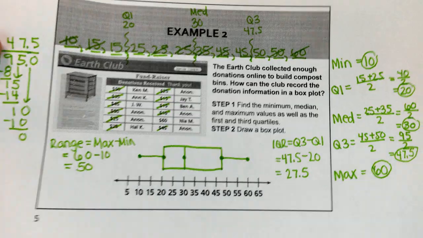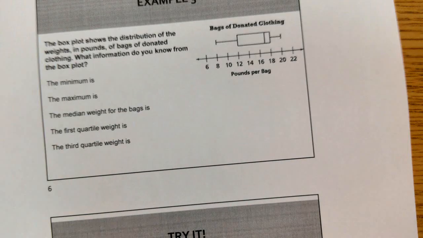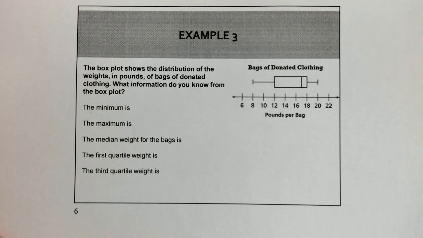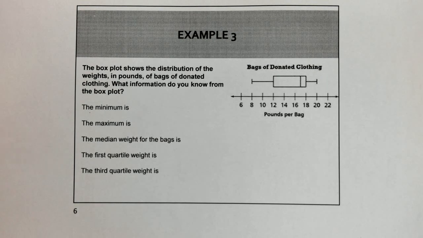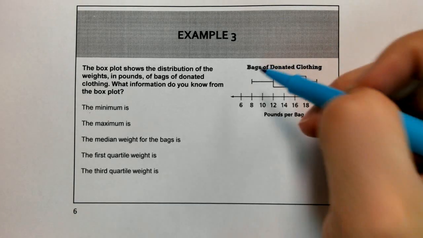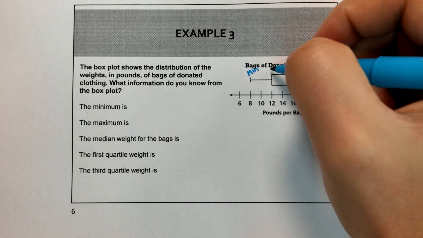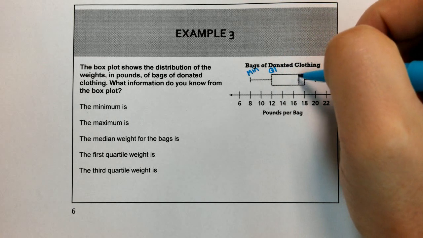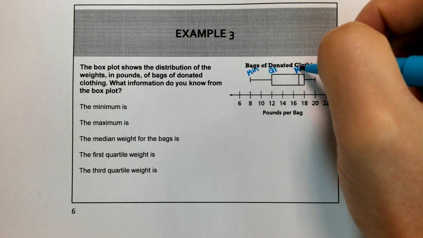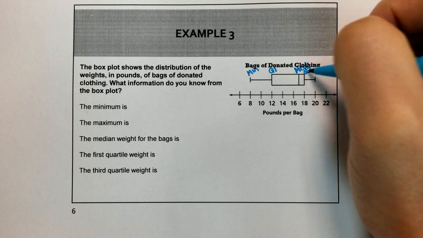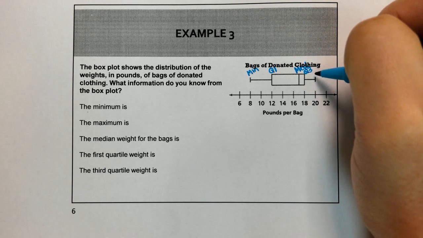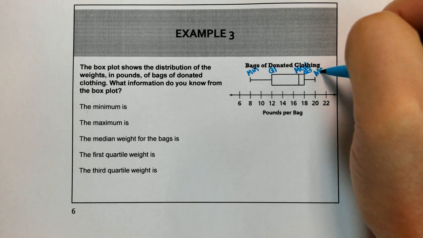So now we're going to go ahead and go through example 3. Sometimes you're going to be given the box plot and you just have to identify your important information on your box plot. So here, where my whisker starts, that's my minimum. Where my box starts, quartile 1. The middle line of my box is the median. End of my box, quartile 3. The end of my whisker is my maximum.